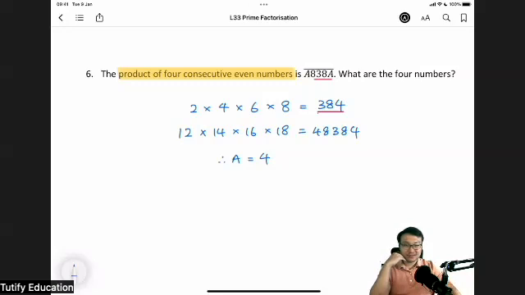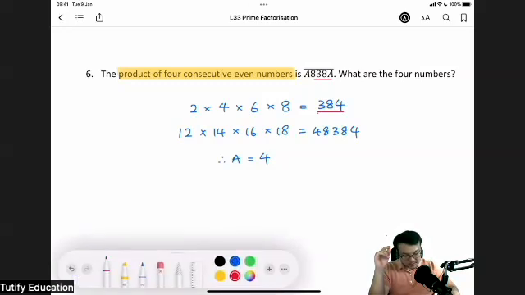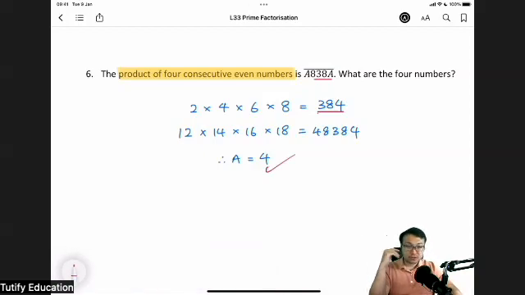Well done, Wuyon. Okay, so this is how we solve it, students. We can look for the pattern and we can try. We can guess and check. So now we have found that the 4 numbers are 12, 14, 16, and 18. We even found that A equals 4. All right, students, any questions about this? Raise your hands.